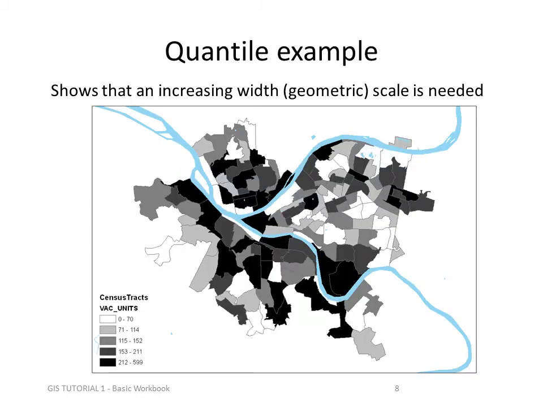Here's an example of a map where data has been broken down into quantiles. We see here 5 classes with roughly equal numbers of census tracts in each class. What you can see, though, is that the values vary a great deal. So the lowest category ranges from 0 to 70, the second category from 71 to 114. That's not very much of a range. And then the top category from 212 all the way to 599. So the variation of ranges in these quantile classification schemes can be a problem for interpretation, but they can be useful ways of looking at how the data are distributed over space.